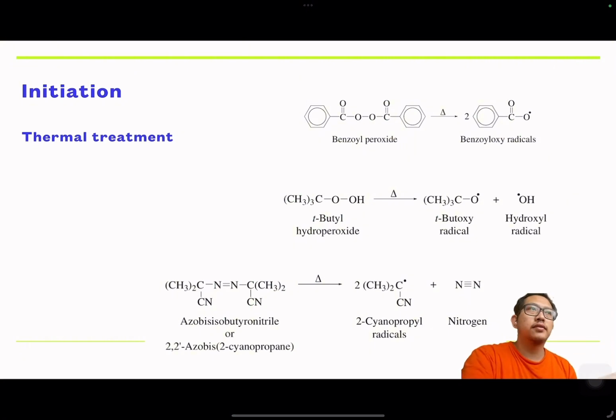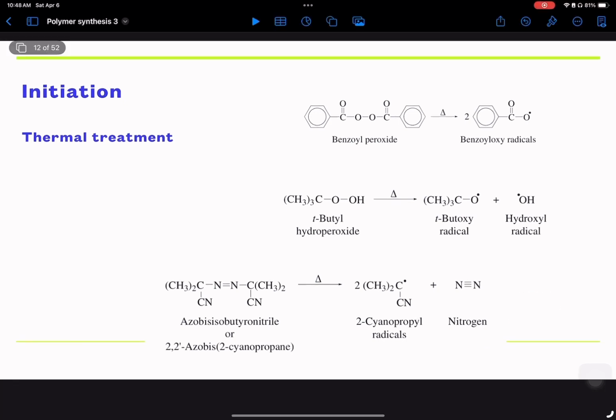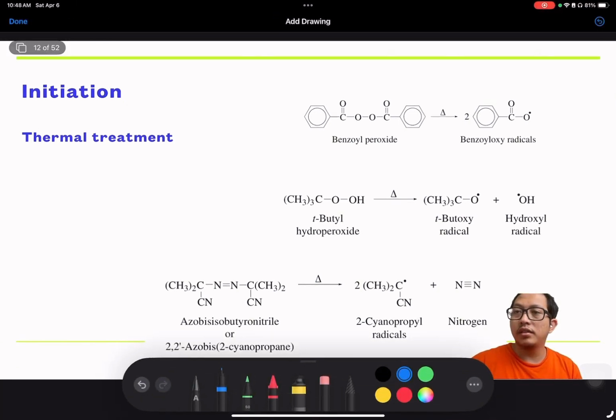And this is for thermal treatment. For example, we have benzoyl peroxide, butyl hydroperoxide, azobisisobutyronitrile, the diazo, and all of these have a similar process, which is that we are going to cut the initiator molecules. So we have a homolysis here.